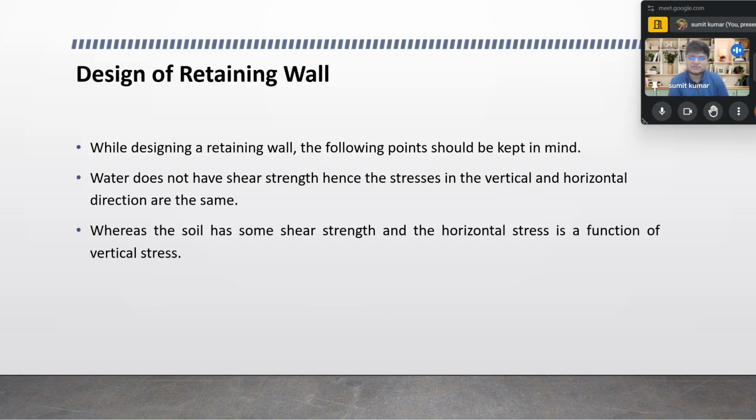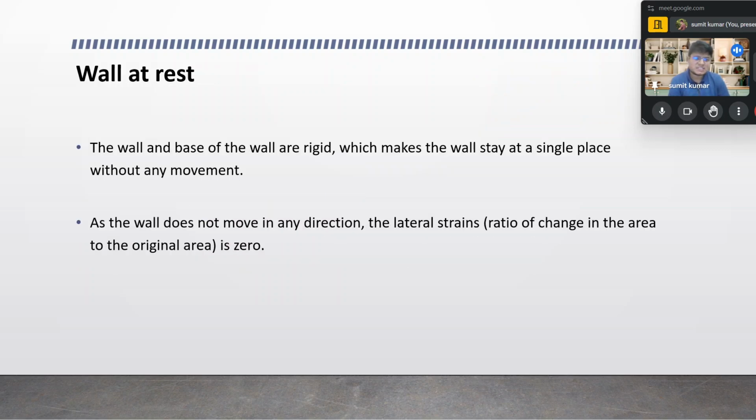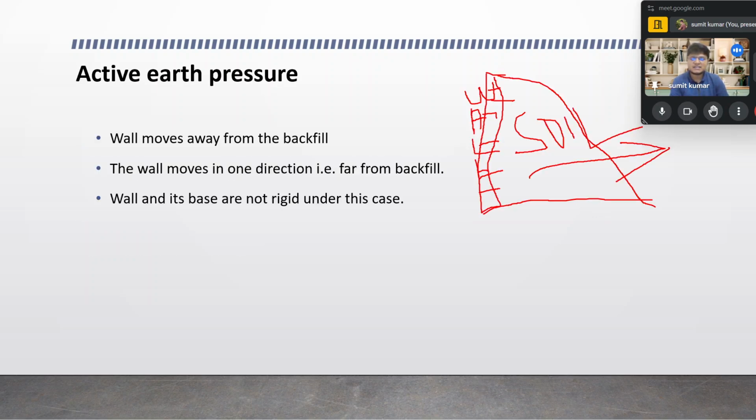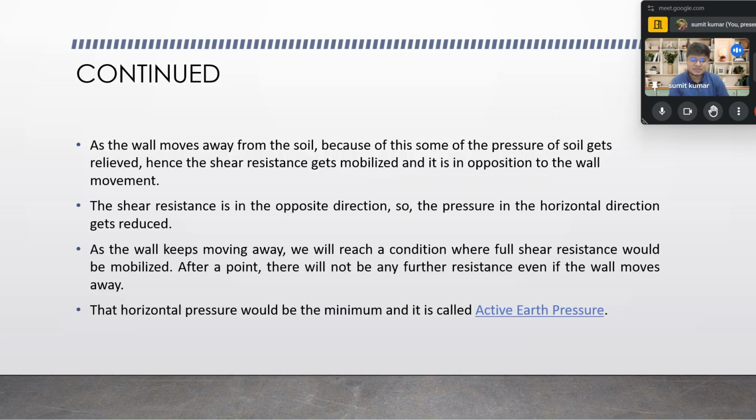Similarly, in the design of retaining walls, we discussed the types of wall movement. When the wall is moving away from the backfill, it is the active earth pressure condition, and when the wall is moving toward the backfill, it is the passive earth pressure condition. We have discussed wall at rest, the active earth pressure, and the passive earth pressure, and developed an understanding of them.